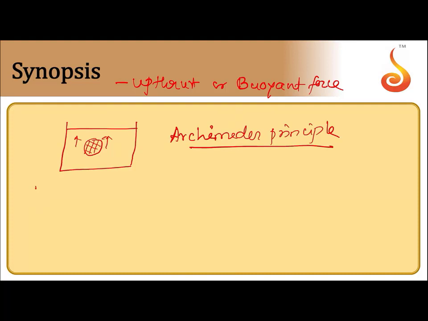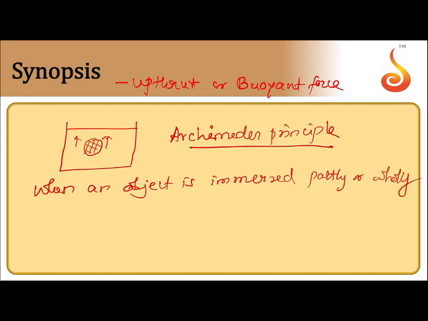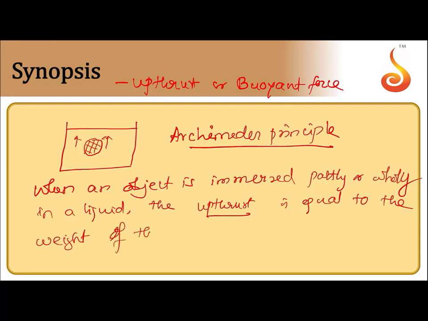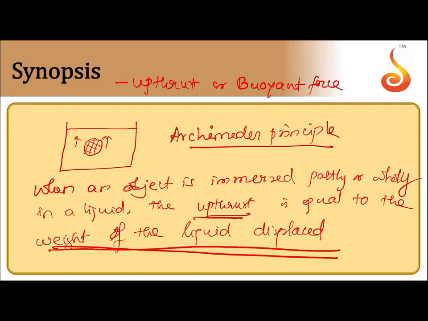According to Archimedes Principle, when an object is immersed partly or completely in a liquid, the upthrust or the buoyant force is equal to the weight of the liquid displaced. This is what is known as Archimedes Principle. Very simple principle. The magnitude of the buoyant force is equal to the weight of the liquid displaced, that is, upthrust is equal to the weight of the liquid displaced by the object.